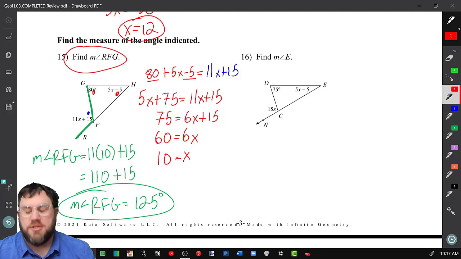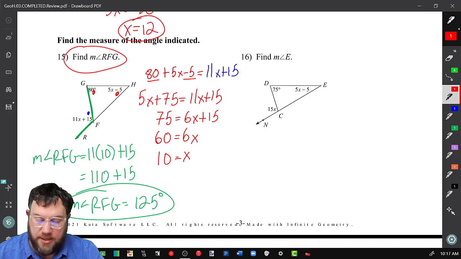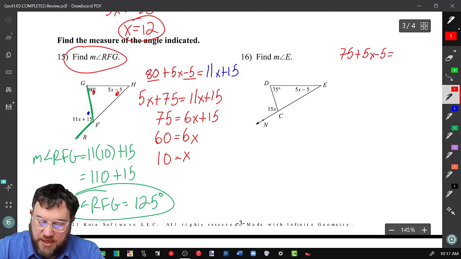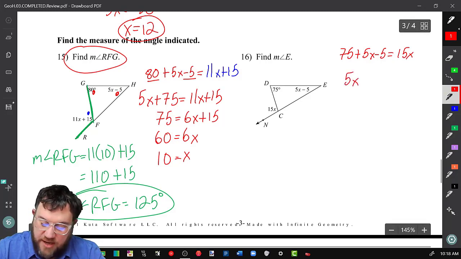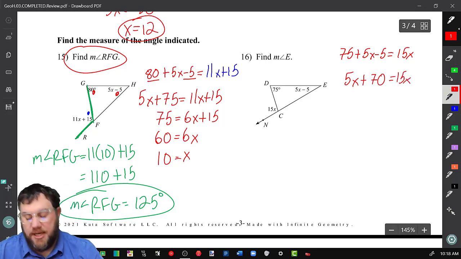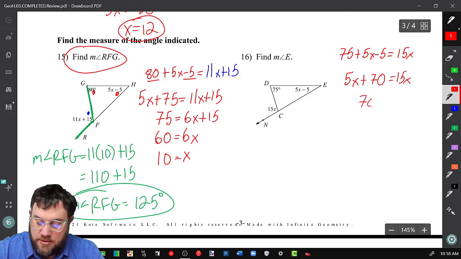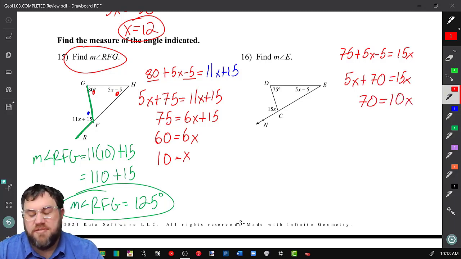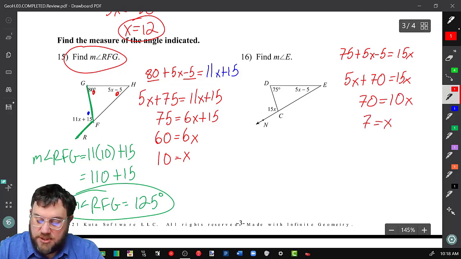Number 16, we'll start with the same setup. The two remote interior angles add up to get the exterior angle. So 75 plus 5x minus 5 equals 15x. Combine like terms, we get 5x plus 70 equals 15x. We want to move all our x's across to get them all on one side. So 70 equals 10x. Then we divide by 10, so x equals 10.